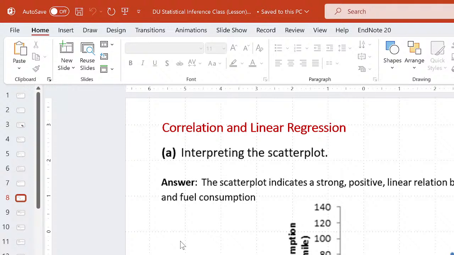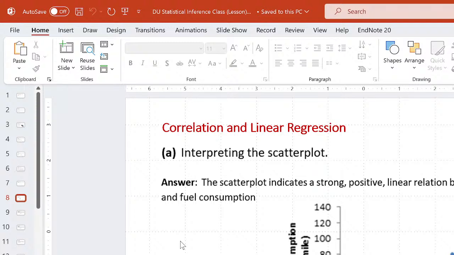Positive is pretty easy. Positive means it's going up. As the number of rail cars increases, the fuel consumption increases. And it looks linear. You say, well, as opposed to what? As opposed to nonlinear. There's a little curvature to it. But yeah, that's your classic interpretation. The scatter plot indicates a strong positive linear relationship between the number of rail cars and fuel consumption.